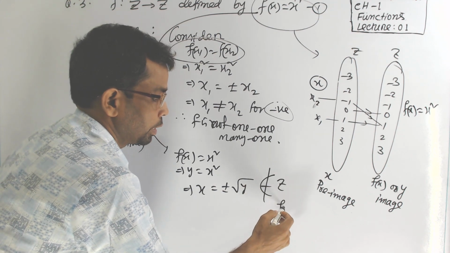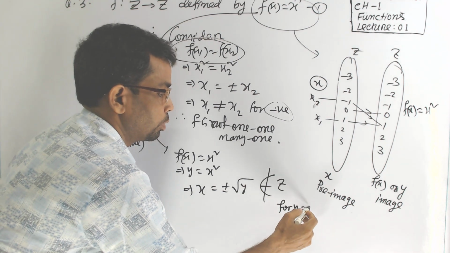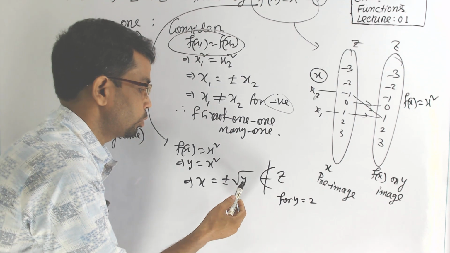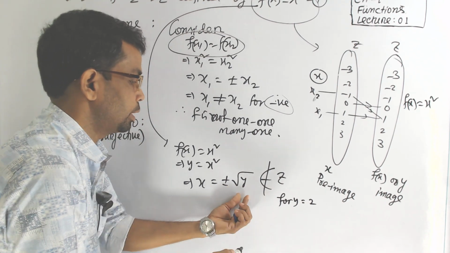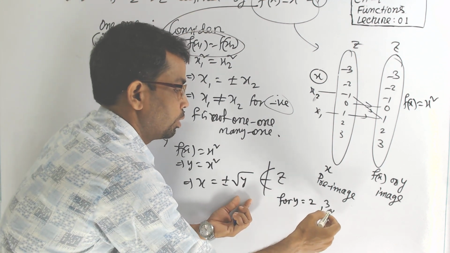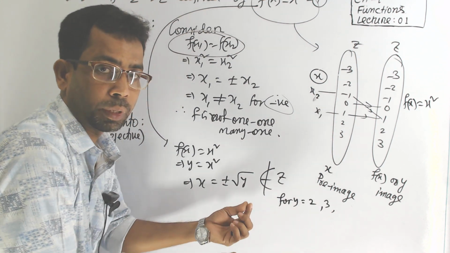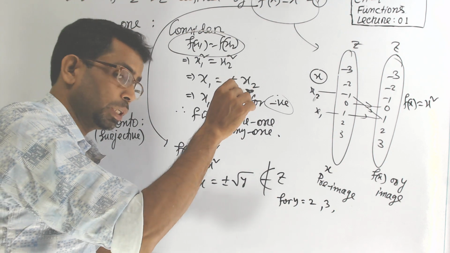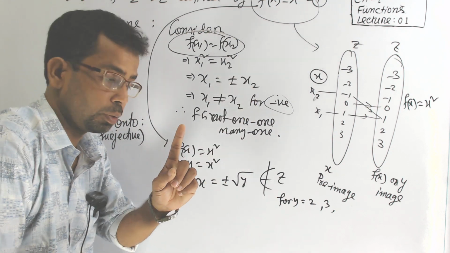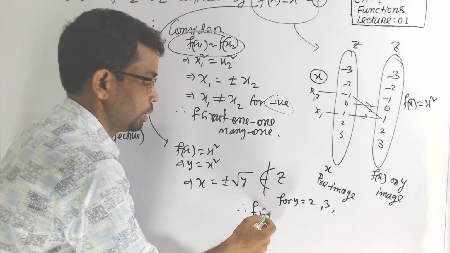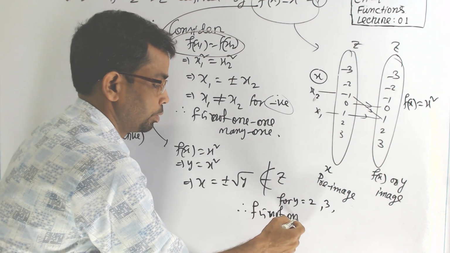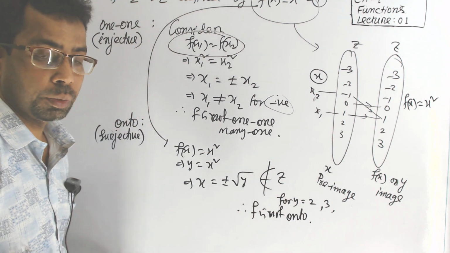We can take numbers, like y equal to 2. If we take 2, then the square root of 2 is not an integer, it cannot be an integer. Even for 3 also, not for 4, for 4 it will belong. We will always try to show for which number it does not belong. Even if we can show it for one number, then we will say it is not onto. Therefore f is not an onto function, that is an into function.